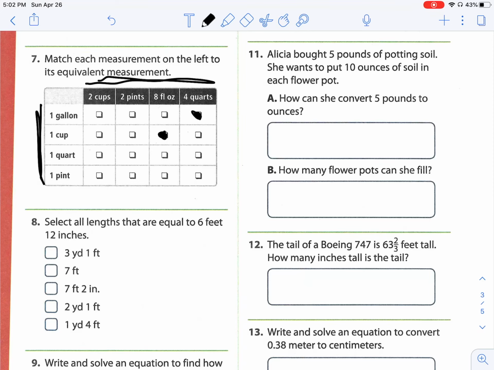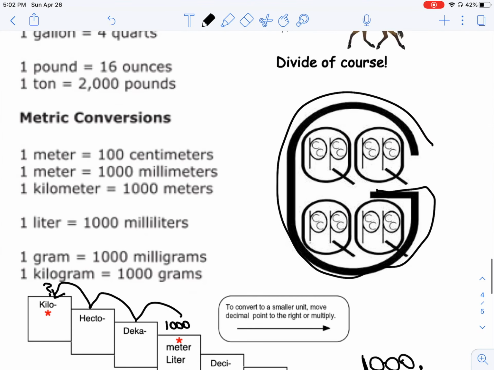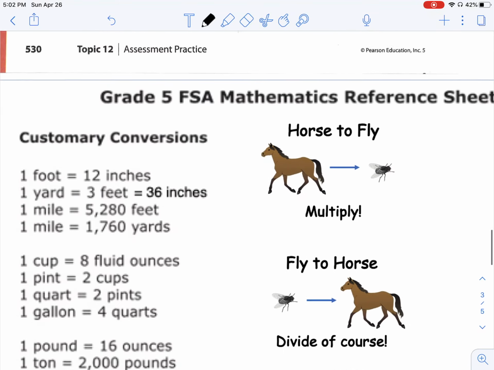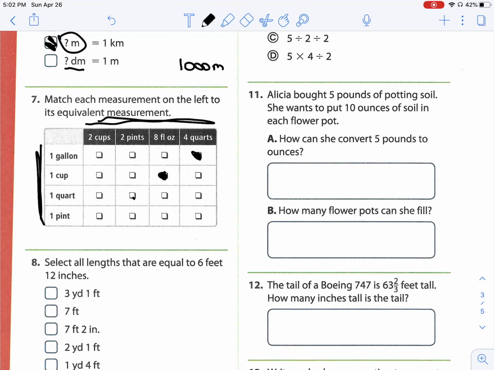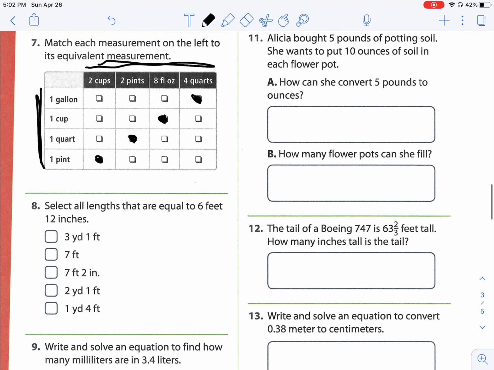1 quart is equal to 2 cups or 2 pints? Let's go back. I see in 1 quart I have 2 pints. The diagram really helps you with this one. And in 1 pint, there are 2 cups. Well, that's the way that one worked out.